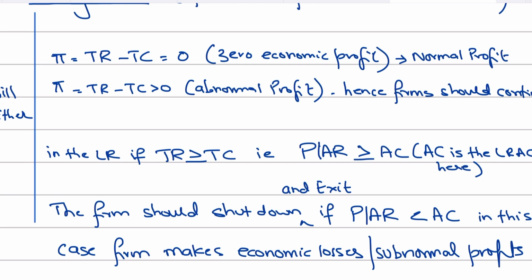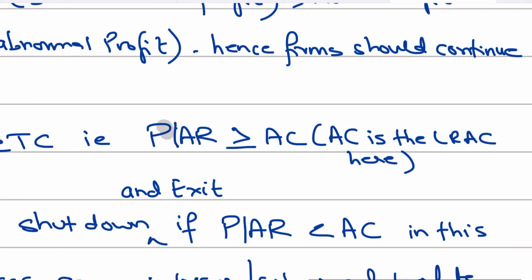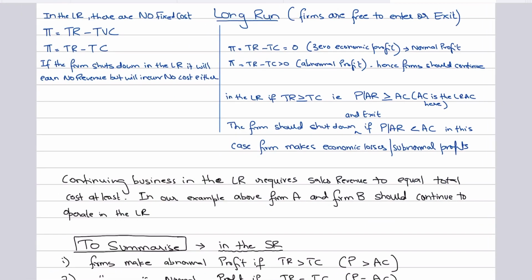अगर हम इसको per unit देखें, so if the price, which is also the average revenue, since they both are the same, if P is greater than or equal to average cost, and over here average cost is your long run average cost, LRAC. AC यहाँ पे LRAC है. So if price is greater than or equal to your average cost, in that case the firm must continue, right? Greater than average cost means you will have a supernormal, abnormal profit, while if it's equal to average cost, then you'll have a normal profit. In both cases the firm must continue, it should not exit.